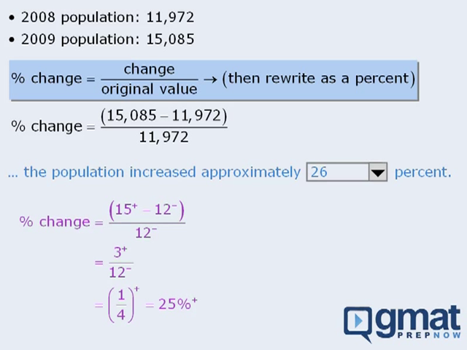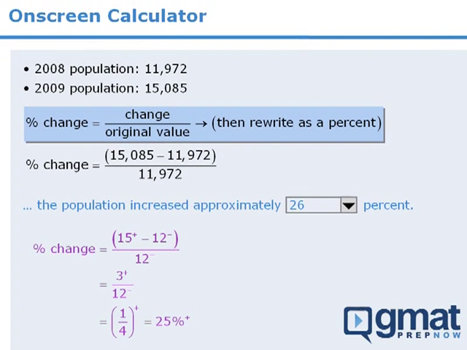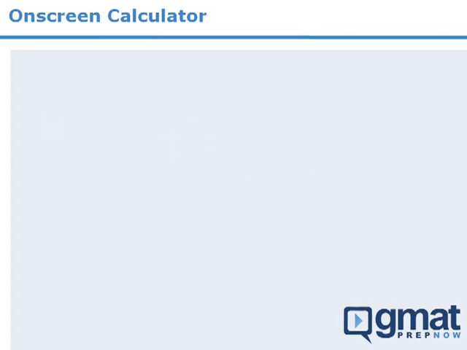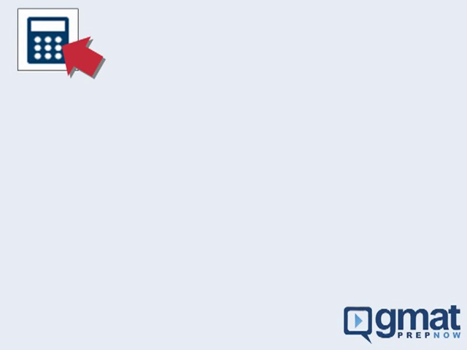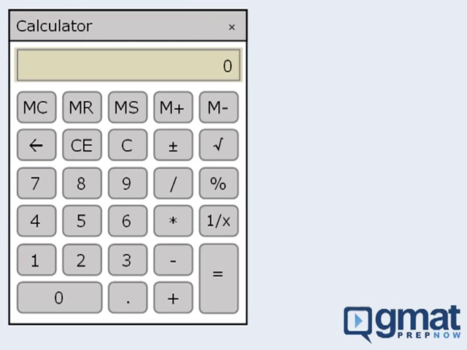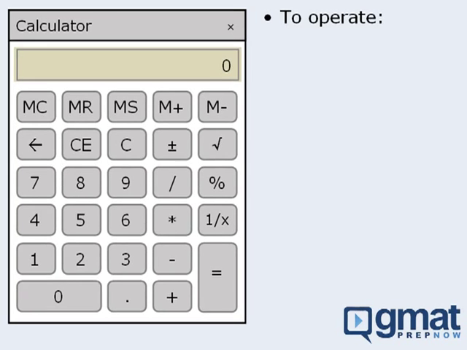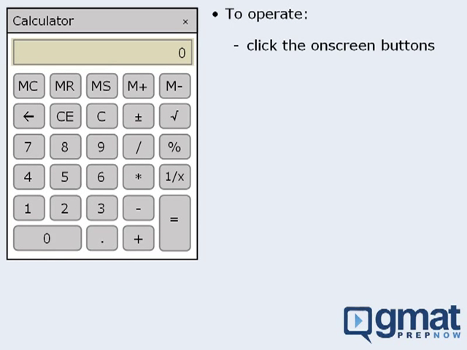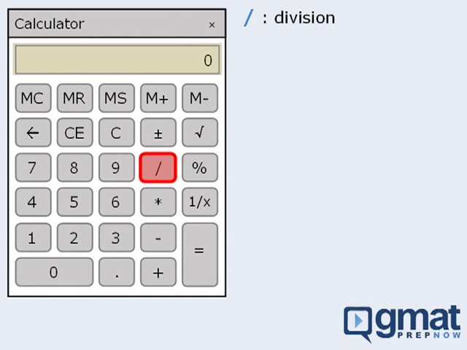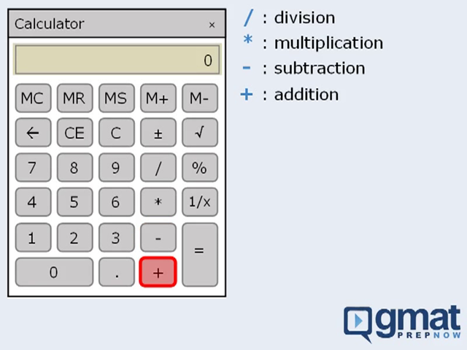Okay, so now that I've made my argument against using the on-screen calculator, let's see how this thing works. To begin, while you're in the integrated reasoning section, you'll see a calculator icon at the top of the screen. By clicking on this icon, you'll call up a calculator that looks something like this. To operate this calculator, you can either click the buttons directly on the screen, or if you wish, you can use your keyboard to enter values. Okay, now let's examine the buttons, beginning with these ones. This one is for division, this one's for multiplication, then subtraction, and then addition.